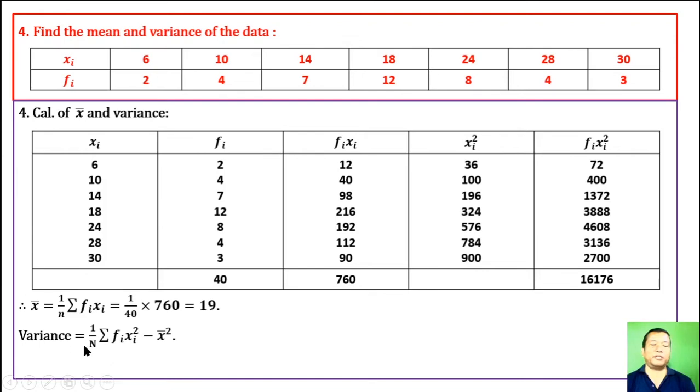Next, for the variance we put in the appropriate formula. N is 40. Summation of fi xi square is 16,176. X bar is 19, and its square is subtracted. Subtracting, we get 43.4.